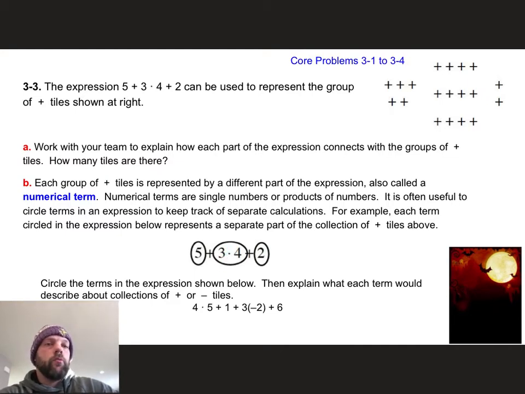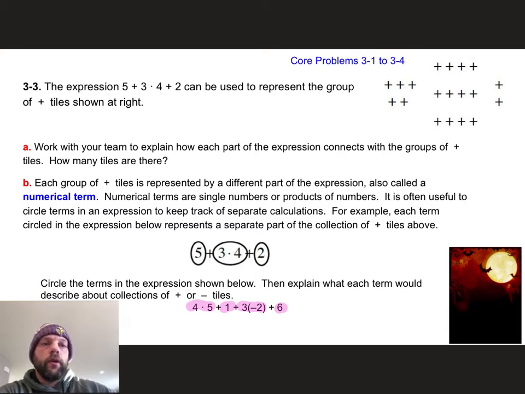Remember our addition signs turn into our stop signs. So when it comes to highlighting, looking at this right down here, I'm going to go from 4 to 5 and I'm going to stop right there. Then I have 1 and I hit another plus sign, so I'm going to stop. Then I have 3 groups of negative 2, so I'm going to stop there. And then I have 6 right there.